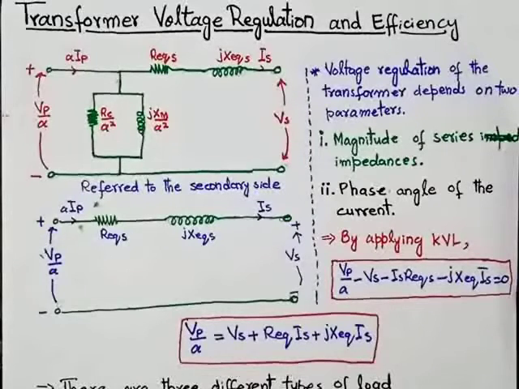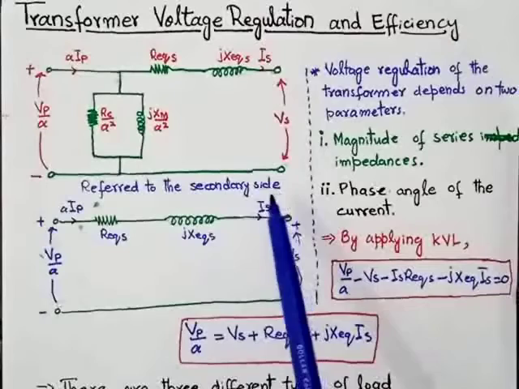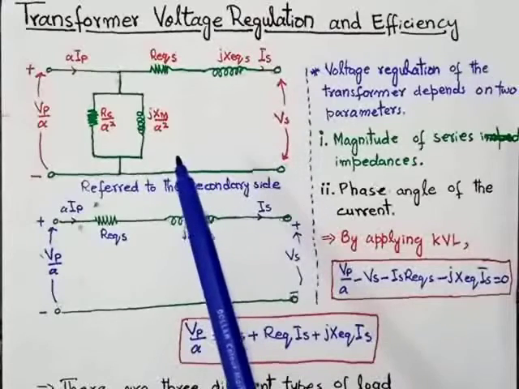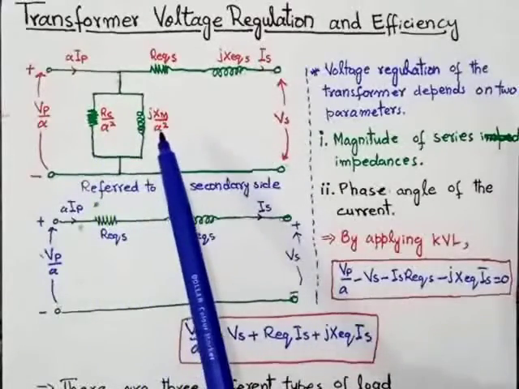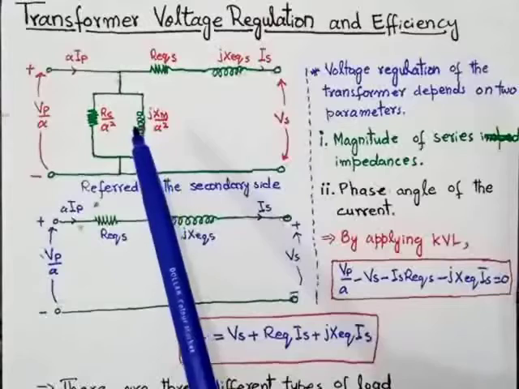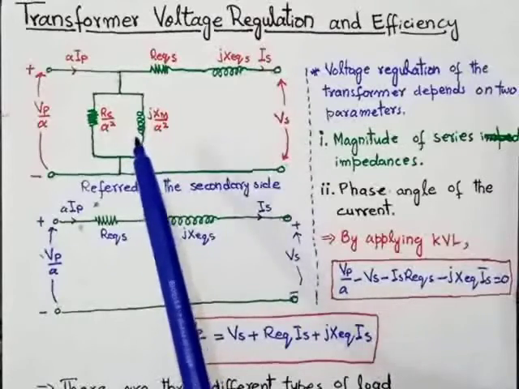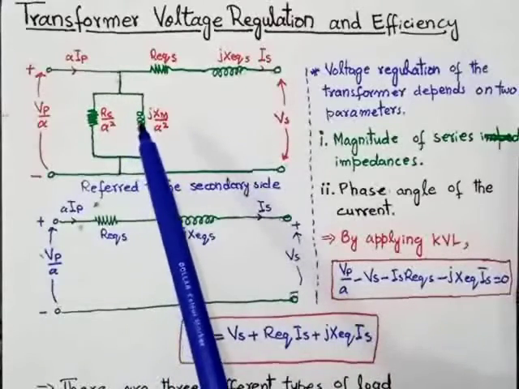Now the question is, how will we calculate the voltage regulation of the transformer? The approximate equivalent circuit of the transformer referred to the secondary side is shown here. As we have already discussed, in this equivalent circuit, this is the excitation branch, that is RC over A square and magnetization reactance divided by A square. The effect of the excitation branch can be ignored for simplicity.